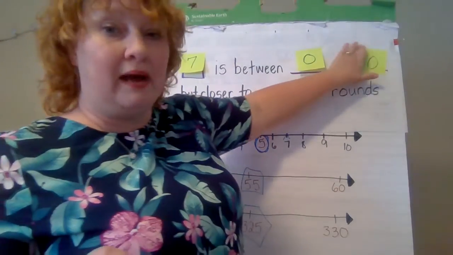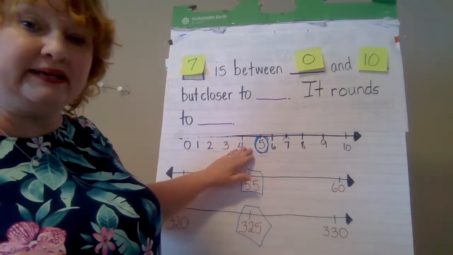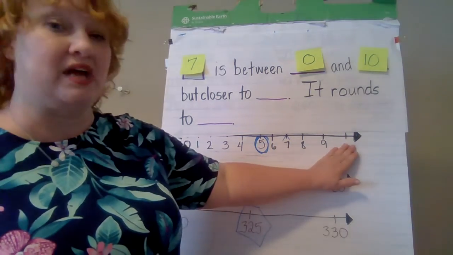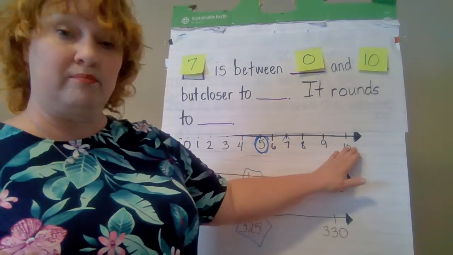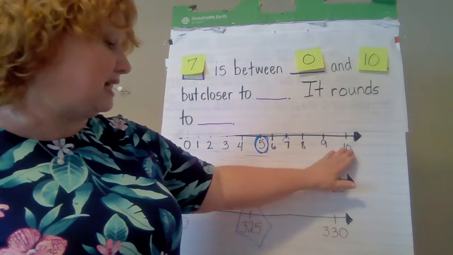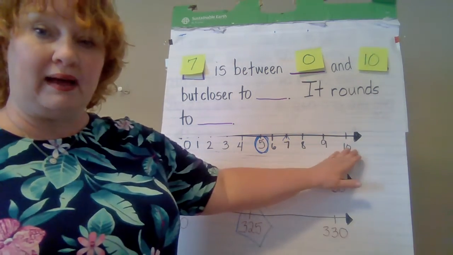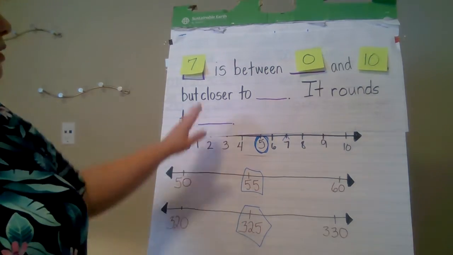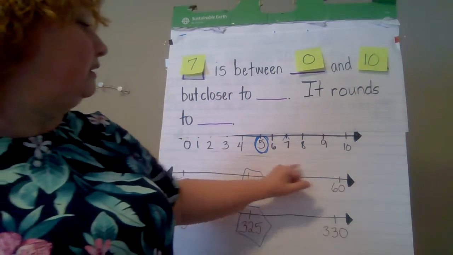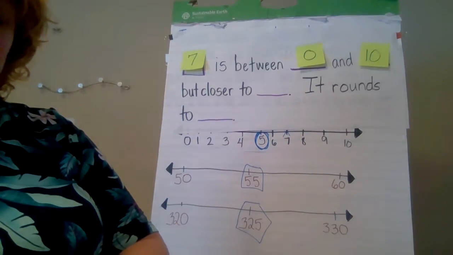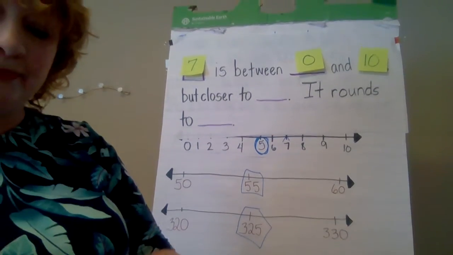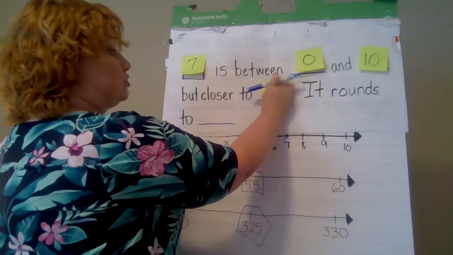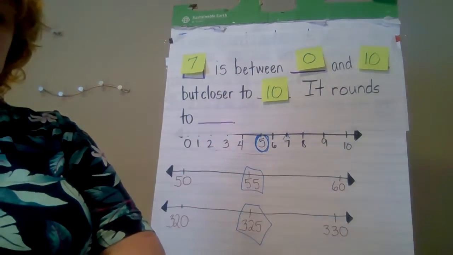Because that's what our number line tells us. Our number line is our friend, because we look at the halfway mark and we see which side. If it's 5 or more, if it's on that right side, we're going to go up. But if it's on the left side, that means it's lower, so it is closer to 10. And you know what? That means that our number is rounding to 10. It is closer to 10, so it rounds to 10.